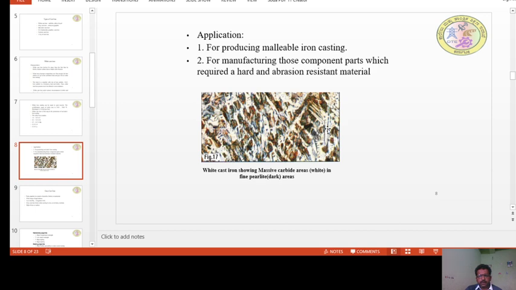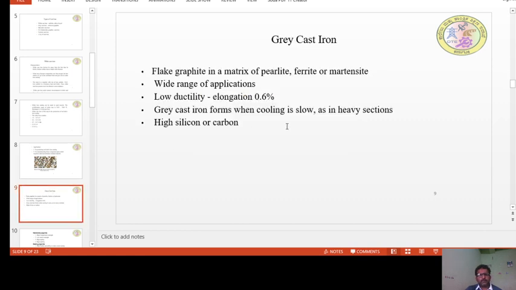The white areas are connected to the carbide areas, and the dark areas are connected to the pearlite, or you can say it is a fine pearlite depending upon the size. This is the microstructure of the white cast iron. And with this, we'll move on to another type of cast iron, that is gray cast iron.